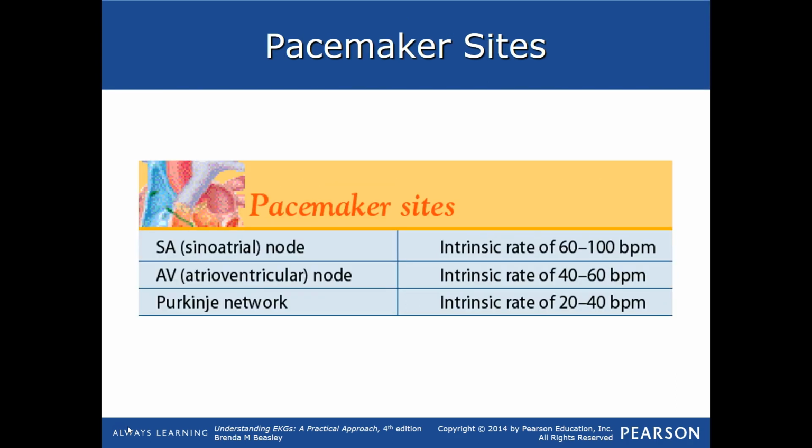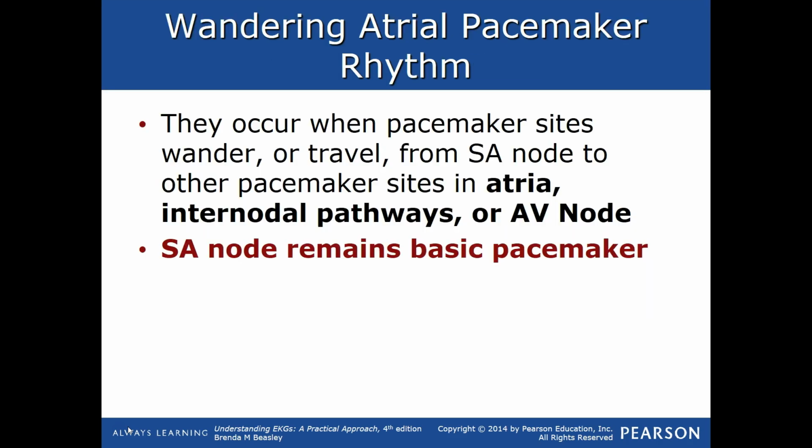Different pacemaker sites: SA node 60 to 100, your AV node, atrioventricular, is 40 to 60, and then your Purkinje network, or even just your ventricular rate, is going to be 20 to 40.